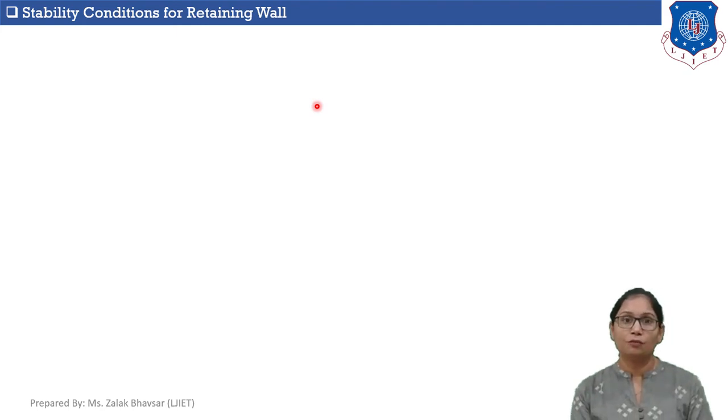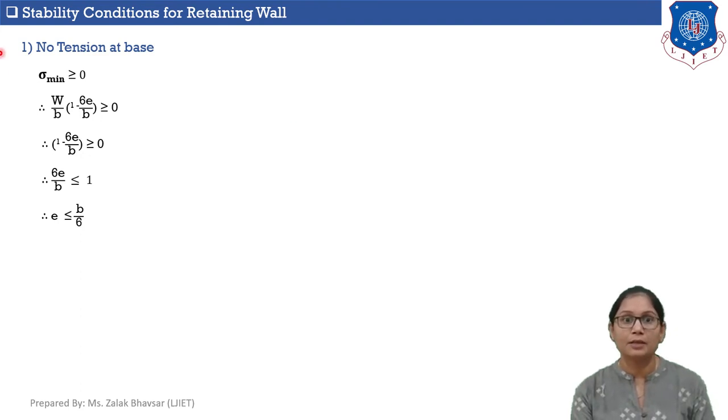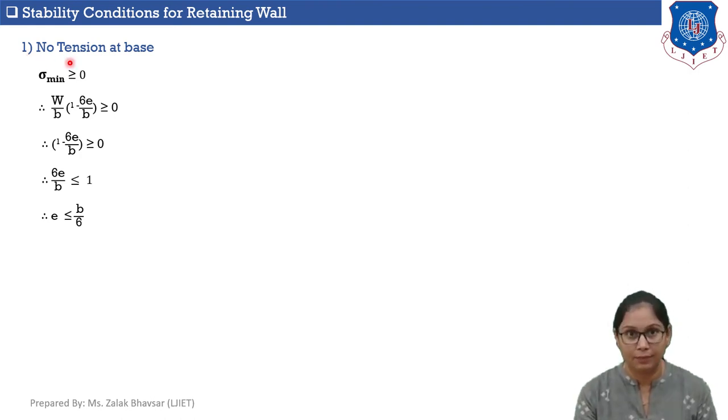So there are 4 stability conditions for a retaining wall which we need to check. Let's start with the first stability condition, which is no tension at the base. We know that a retaining wall must be designed in such a way that there must not be tension at the base. And for maintaining no tension at the base, sigma minimum should be greater than or equal to 0.